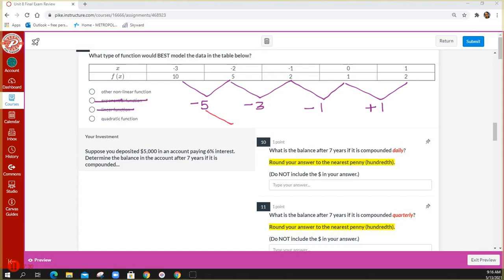From -5 to -3, that's a positive 2 difference. From -3 to -1, again, that is a positive 2 difference. From -1 to +1, again, that is a positive 2 difference. So you have a common difference of 2. And because your common second differences are the same, then it is a quadratic. So you have same second difference.